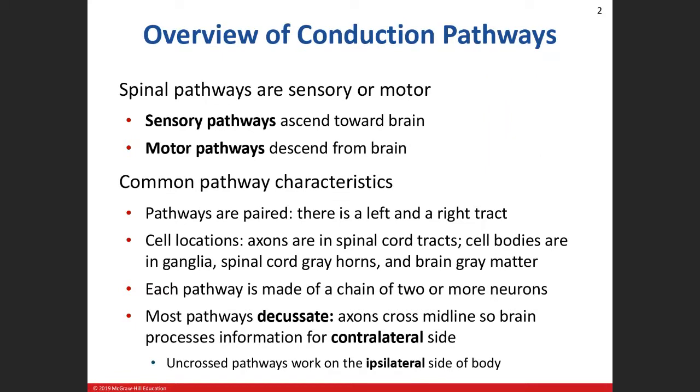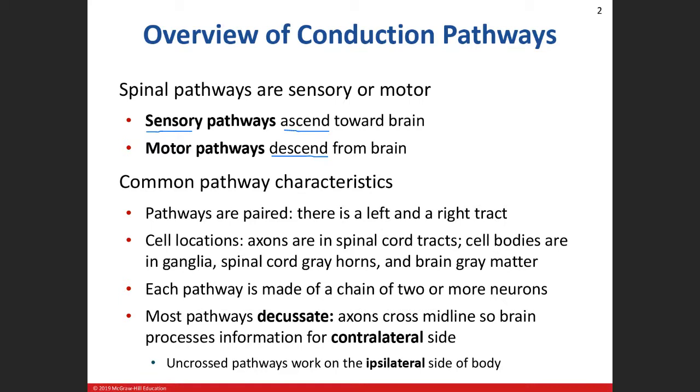So a couple things we have to go over. Sensory pathways are also known as ascending pathways. That means that they go up to the brain, from the spinal cord up to the brain. Motor pathways are also known as descending pathways. That means they come down from the brain into the spinal cord and out to the body. Got to know that.